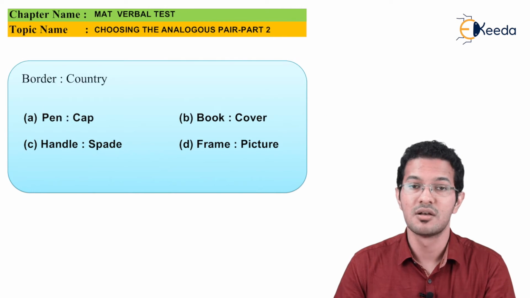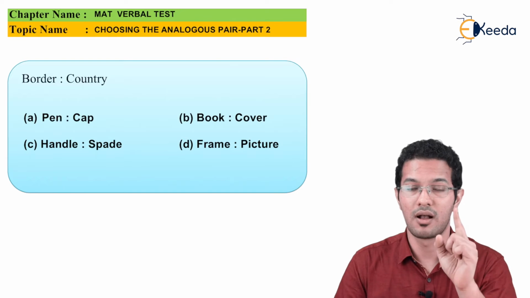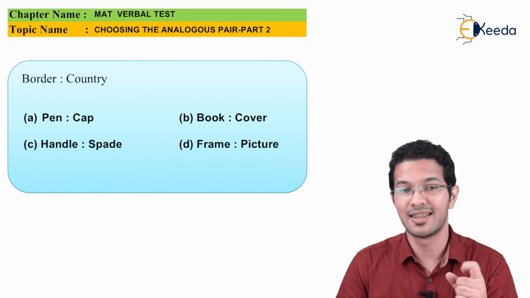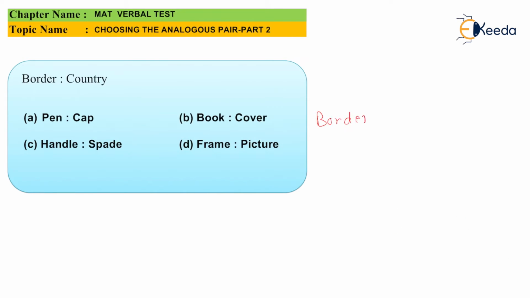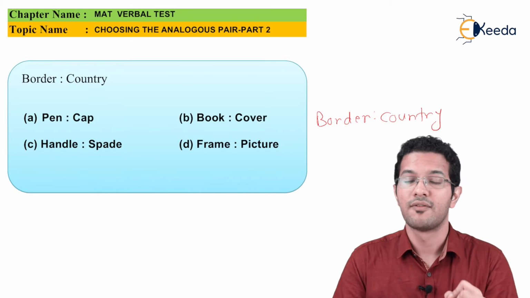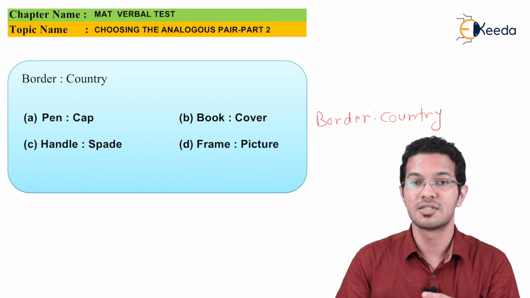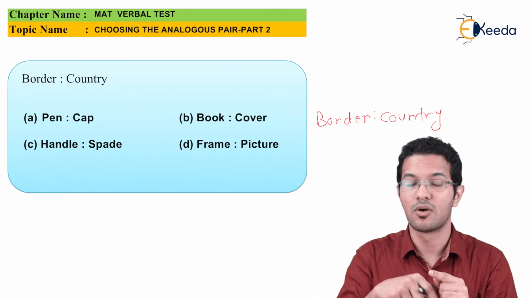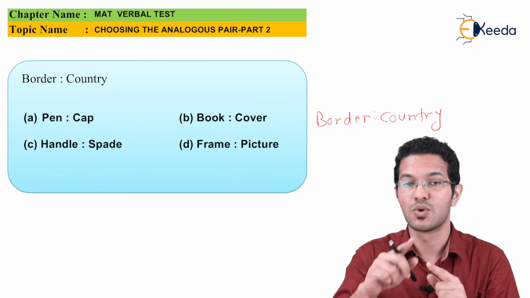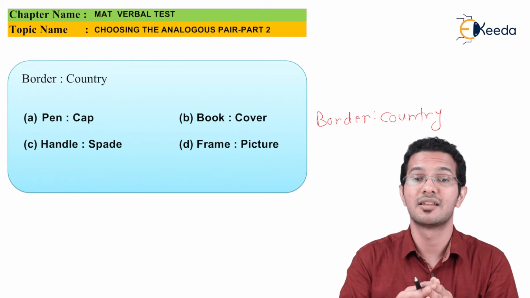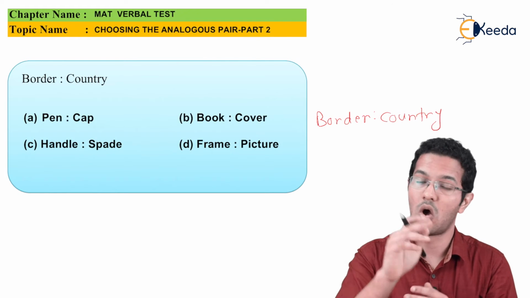Next MCQ says border is related to country. So let us see the relation. If I understand the meaning of border, it is the place which is bordering the country, or it is like a boundary. So I can say that border is nothing but a boundary which is surrounding the country on all the sides.